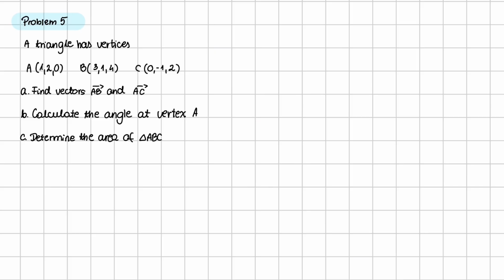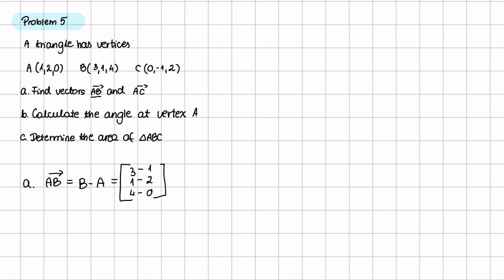Problem 5. A triangle has vertices A, B, and C. Part A, find vectors AB and AC. As previously, we have to subtract the first letter from the second one. So vector AB is just B minus A, so (3, 1, 4) minus (1, 2, 0).